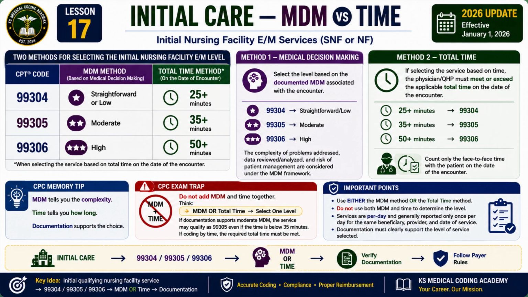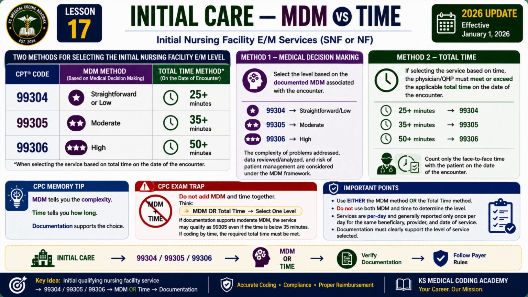Now let's understand how to select the level for initial nursing facility care using medical decision-making or total time. For initial nursing facility services, 99304 corresponds to straightforward or low MDM, with 25 minutes when selected by time. 99305 corresponds to moderate MDM, with 35 minutes. And 99306 corresponds to high MDM, with 50 minutes. When selecting by MDM, evaluate the documented problems addressed, data reviewed or analyzed, and risk of patient management. When selecting by total time, the applicable minimum time must be met or exceeded on the date of the encounter.